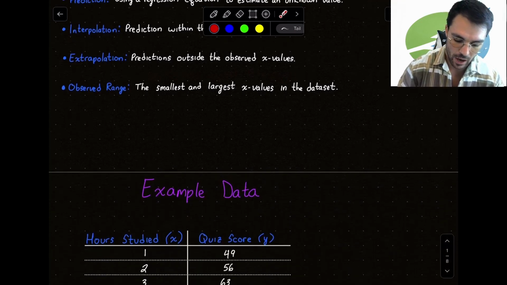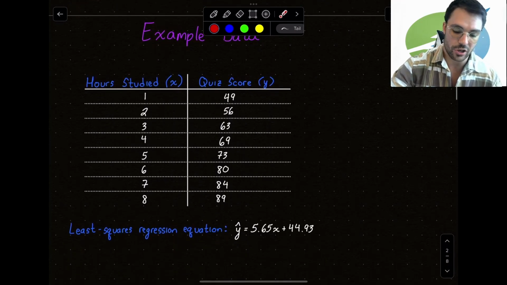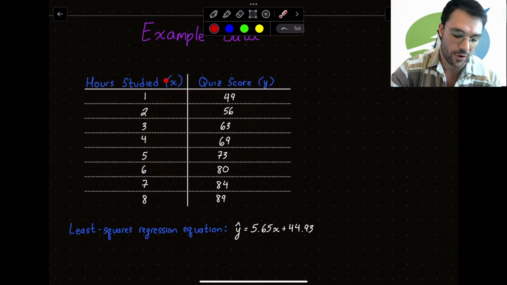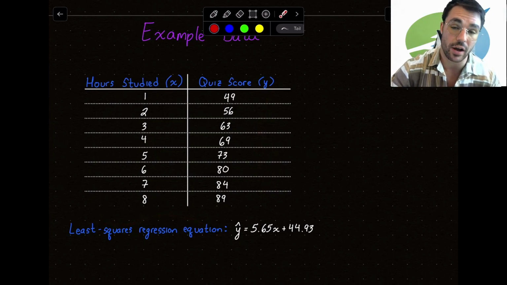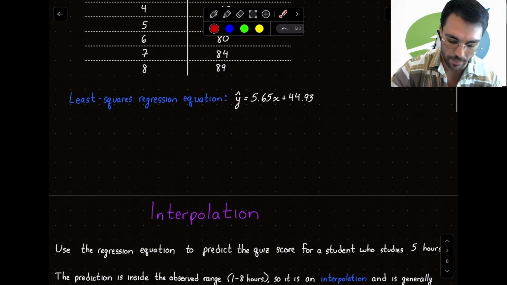All right, so let's take a look at an example. Here in this table, we have our x values for hours studied and our y values for corresponding quiz scores. I have a video already covering the least squares regression line; if you're not familiar with that, please check out that video. Based on the data, we have a least squares regression line of y hat equals 5.65x plus 44.93, which is, you could say, our prediction line based on the data.